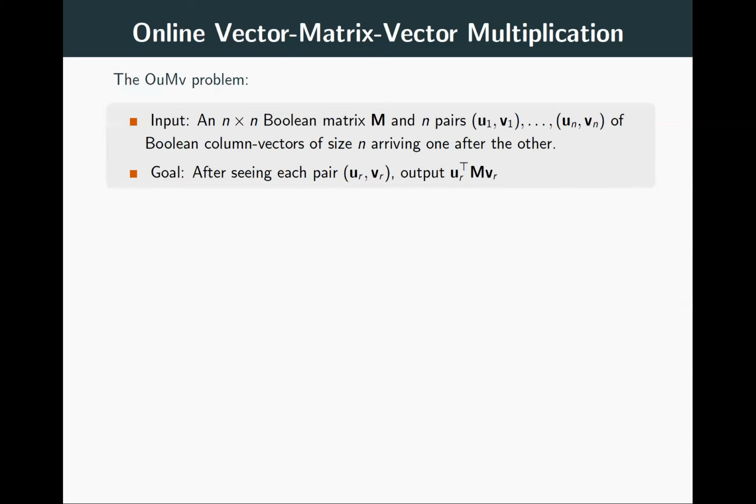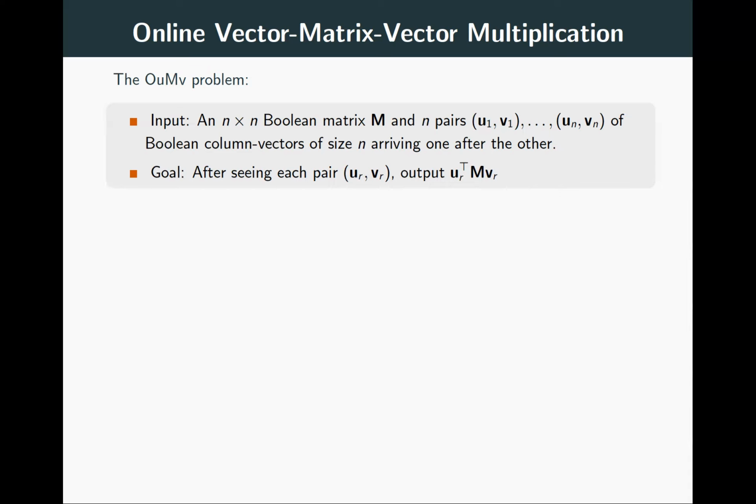So what is this OuMv problem? You have a Boolean matrix M, with 0s and 1s inside, n by n. And you are given n pairs of vectors, u and v, such that what you want to compute is u transpose M v, which is a scalar. But the way you are given them makes it a dynamic problem, because you are given a pair of vectors and you are forced to give the answer to this computation. Then you are given the next pair of vectors and you are forced to give the answer, and so on and so forth.